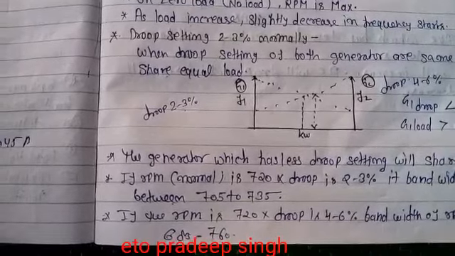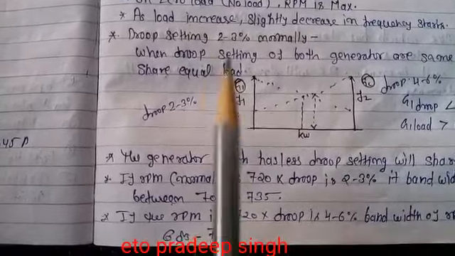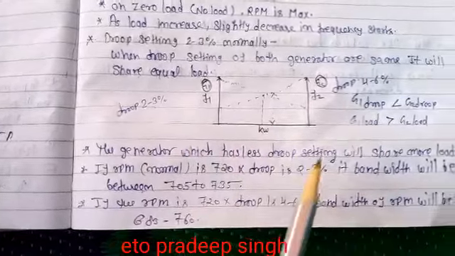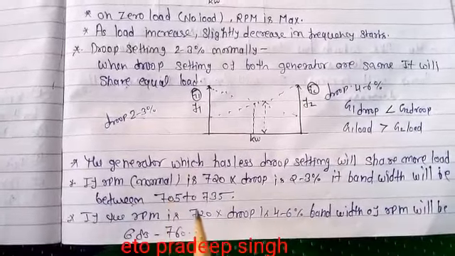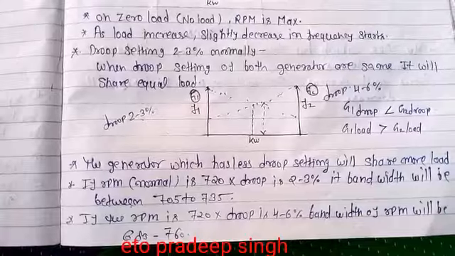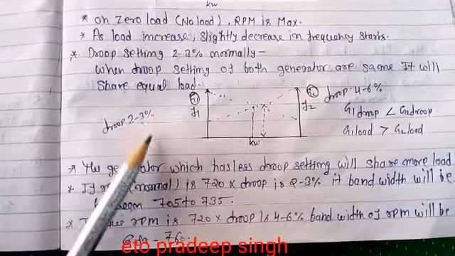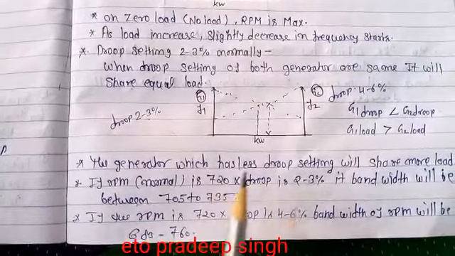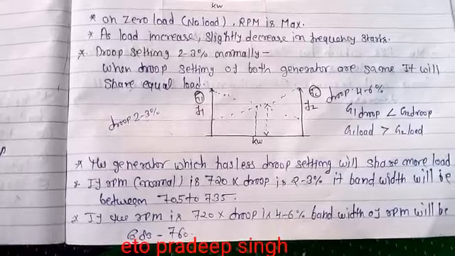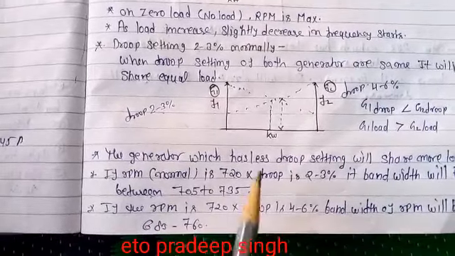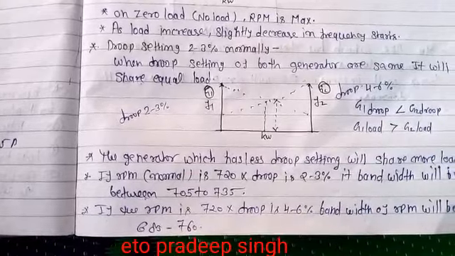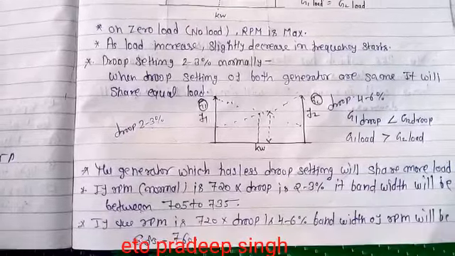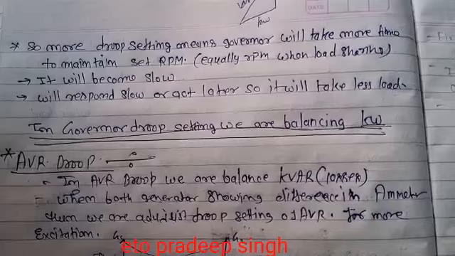In this case, the generator which has the lesser droop setting will share more load. If the normal RPM is 720 and the droop is 2 to 3%, its bandwidth will be between 705 to 735 or 740. If the RPM is 720 and the droop is 4 to 6%, the bandwidth of the RPM will be 680 to 76.